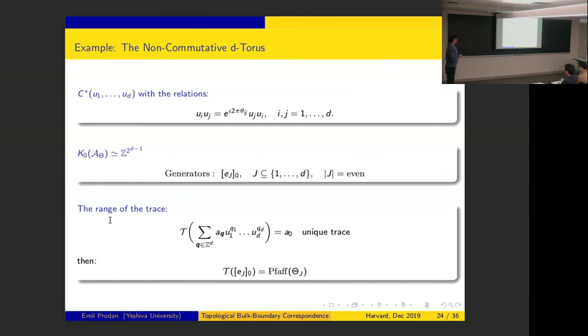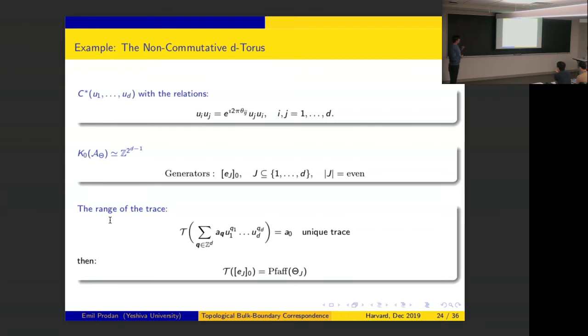Let's see, our algebras turn out to be non-commutative tori. So let's go a little bit over this example. It's an algebra generated by unitary operators like this, with commutation relations, and the K0 group is Z to the power 2^(d-1). It turns out that the generators can be labeled by a set of indices. These indices are from among 1 all the way to the dimension d, and you need the cardinality of this set to be even. If you count how many subsets there are, you'll get that they are precisely 2 to the power d minus 1. So that's in fact all that we need about the K-theory of this algebra.